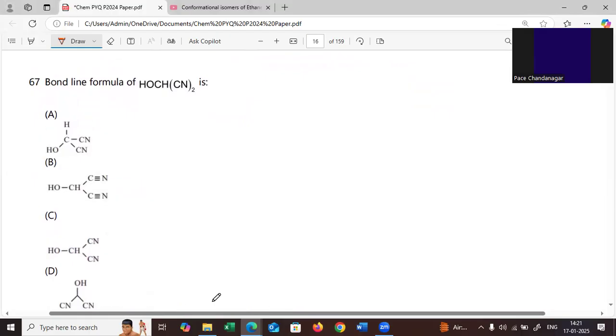So be very careful on that. Next, number 67, you should go with your bond line formula. Nothing complicated, bond line formula, carbon with hydrogen. You have an OH group there and then you have two cyanide groups there. What do I mean by cyanide?